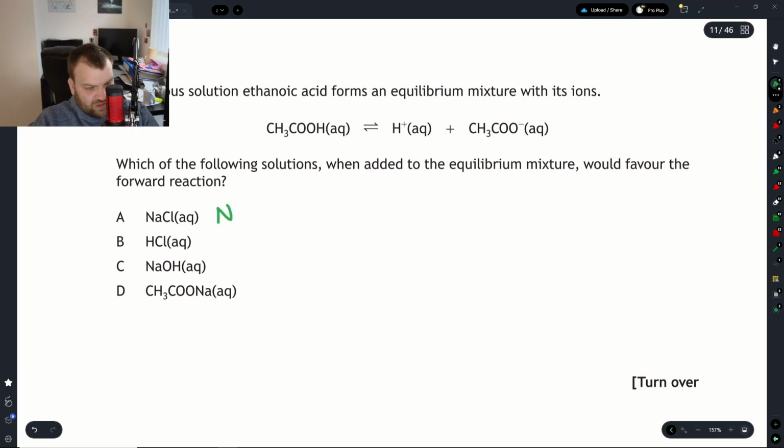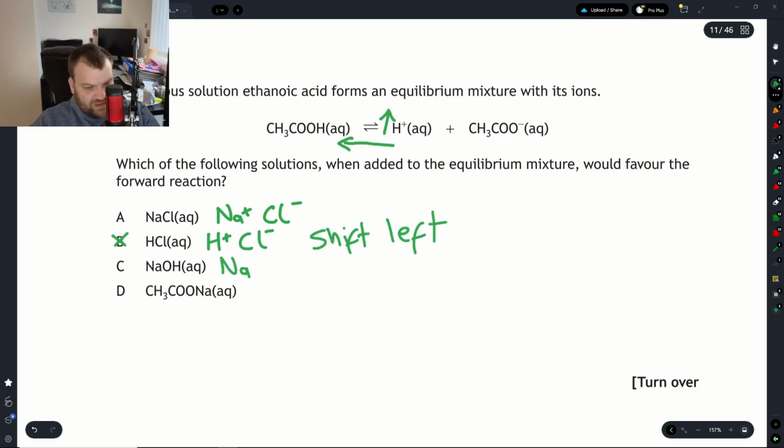We have sodium chloride, which is Na+ Cl-. That doesn't appear to be anywhere in our equation. There are some chemicals that will have an indirect effect. It might remove something from the equilibrium, but at the moment I'm going to leave that where it is. We then have hydrochloric acid, which would provide hydrogen ions. If you add more hydrogen ions, the equilibrium shifts to get rid of them by moving to the left. That is not what we want to do.